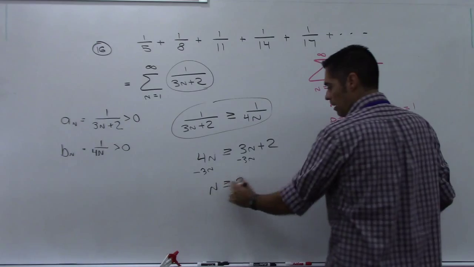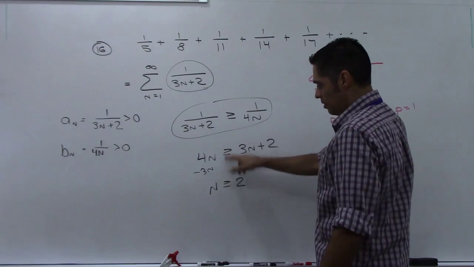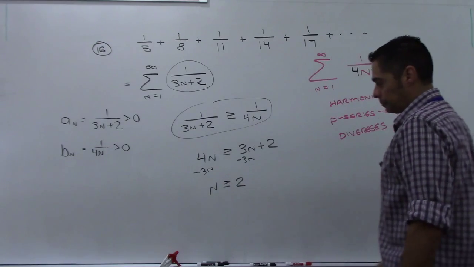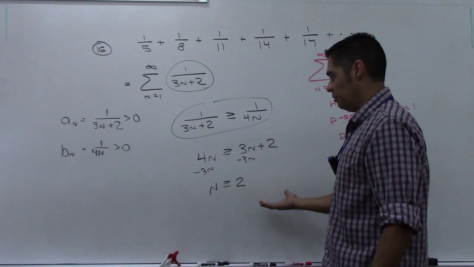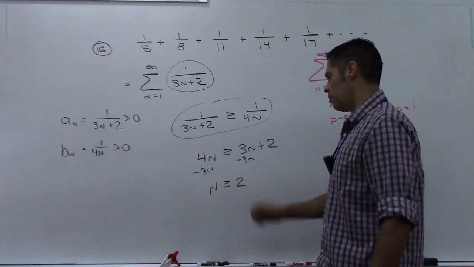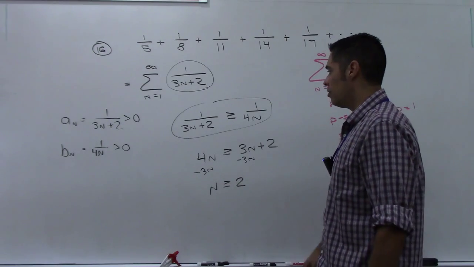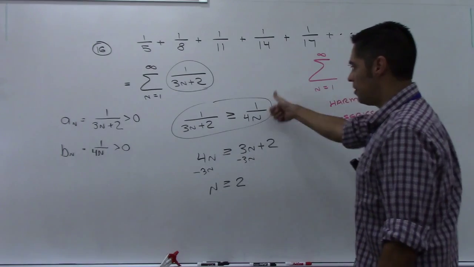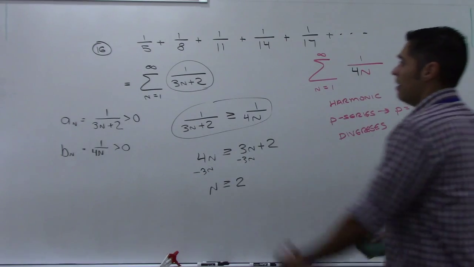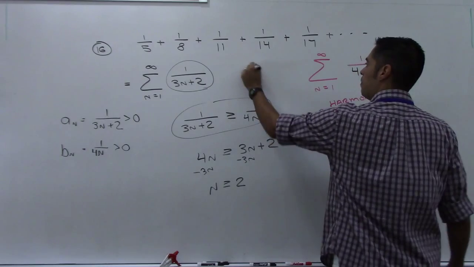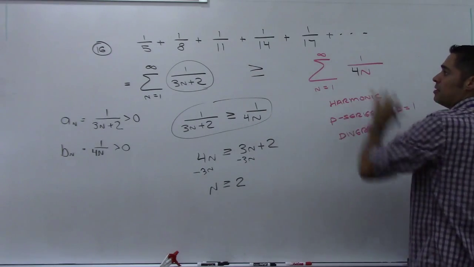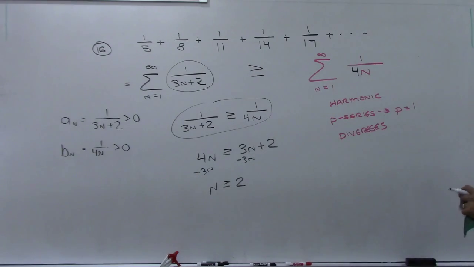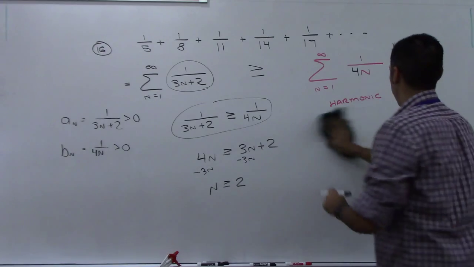So this inequality would only work when n was bigger than or equal to 2, right? If n is 2, it's true. If n is 3, it's true. If n is 4, it's true. So eventually, this is true, which means that our series is always bigger than or equal to this series, and if this series goes to infinity, so does that one. So I'm going to draw my conclusion.